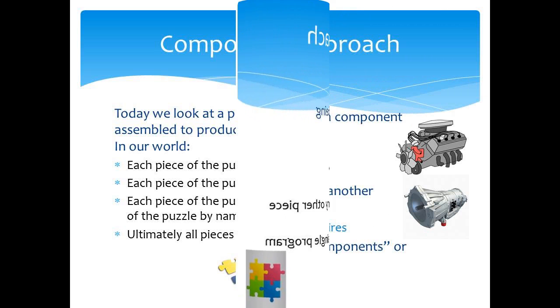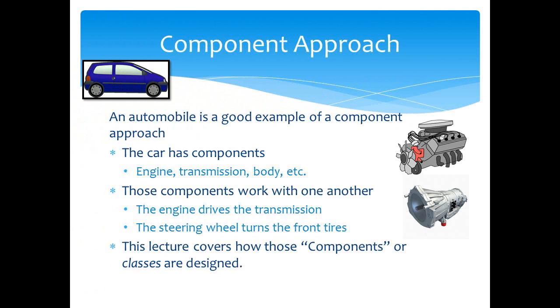So let's talk about the component approach. An automobile is a really good example of a component approach because the car has subcomponents. We can look at a car and say the car is an entity, but we can also look at a car and say tires are an entity, or the engine is an entity, or the transmission, or the body. But every one of these components in a car work together.